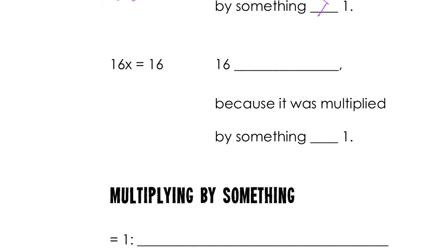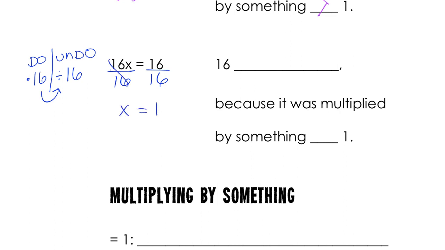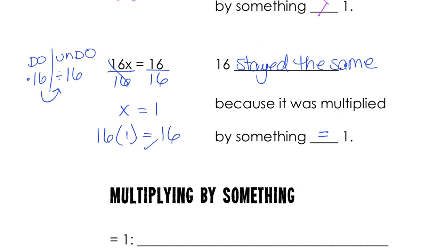So here we have one more. I am going to talk about my do and my undo. So in this case, it's being multiplied times 16. So to undo that, I'm going to divide by 16. Now look at what happens here. X equals 1. So in this case, 16 stayed the same because it was multiplied by something equal to 1. Because what we have here is 16 times 1 equals 16, which is a true statement.